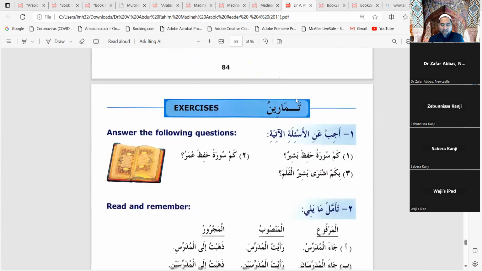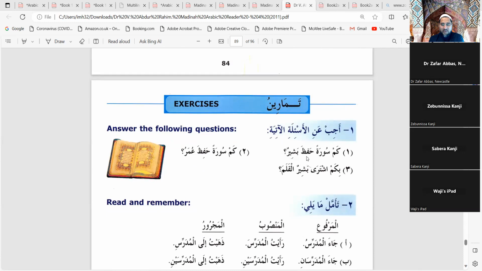So look at the question. The question is helping you. He memorized. Kam suratan hafiza Bashirun? So take the answer from the question: Hafiza Bashirun suratan wahidatan. One surah. Correct. Next one.